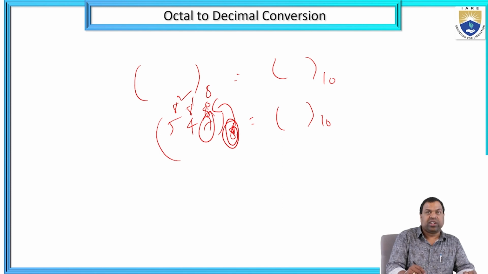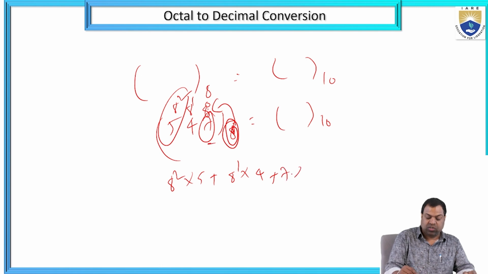Suppose it is radix 16, we are multiplying with 16. If it is 2, we are multiplying with 2. So 8 square into 5 plus 8 power 1 into 4 plus 7 into 8 power 0. Like this, 64 into 5 plus 8 into 4 plus 7 into 1.